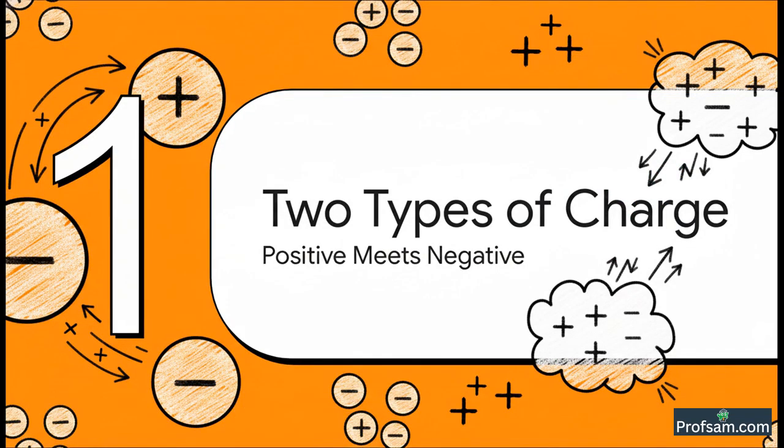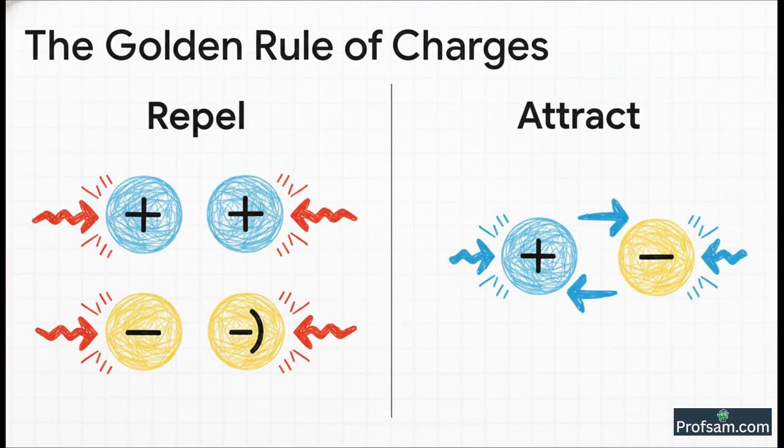To really get this, we first need to understand that in our entire universe, electric charge comes in only two types. Just two! This simple idea is the starting point for literally everything related to electricity. And this brings us to what I call the golden rule of charges. It's the absolute core principle.